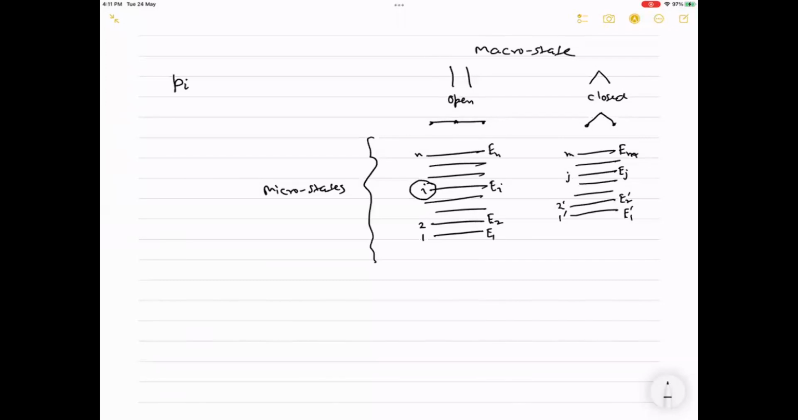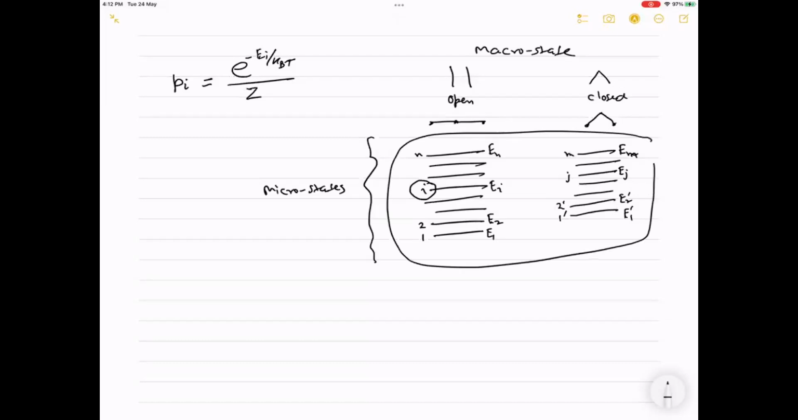So if I have to find out the probability of finding the system in a particular state I, Boltzmann law tells me that Pi can be written as e to the power minus Ei by kBT divided by Z. And if the overall description of the system is given, and all the states are described clearly, then this Z will be a sum over all of these energy states.